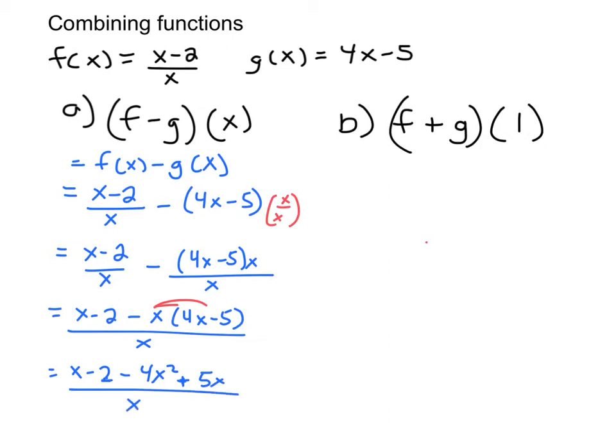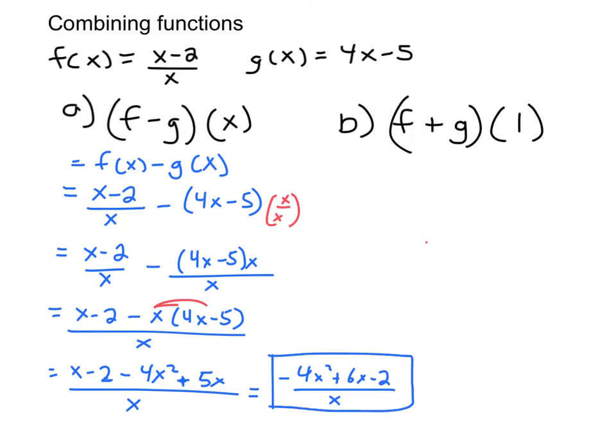Let's do a little bit of simplification here. I'm going to write the one with the highest power first, so minus 4x squared, and then I have 5x and then 1x. If you add those two together, you get 6x. So plus 6x, and then minus 2, and all of this is over x. So there you go, that is the answer to part A.